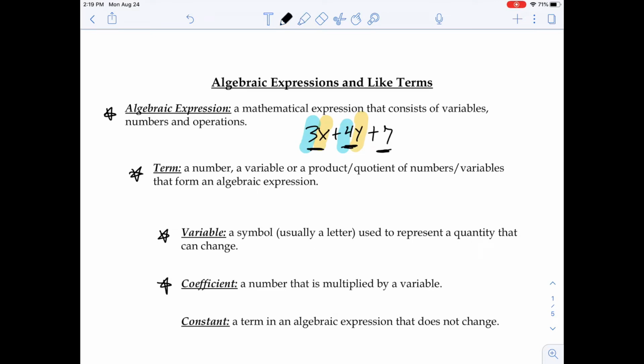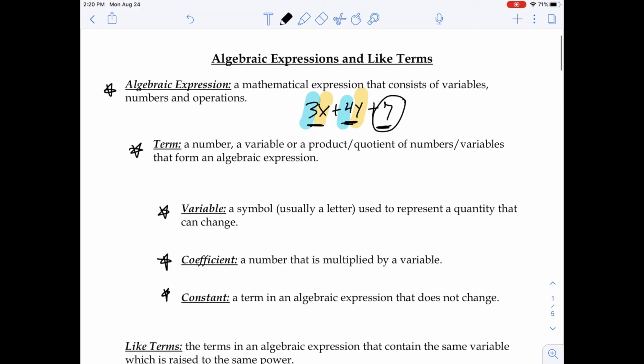And then the last thing we have here is a constant, which is a term in the algebraic expression that does not change. It's usually a number. So here, the 7 is the constant term.